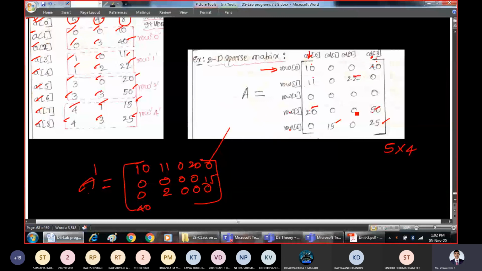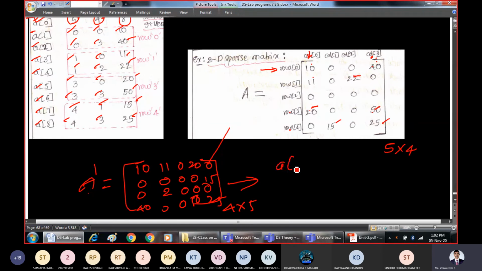So A dash will be something like this: 40, 0, 0, 50, and 25. Once you find the transpose of this, then write the triplet representation for it. In this triplet representation, what happens? It becomes 4 rows and 5 columns. That means here we'll have 4 rows and 5 columns. Then, as usual, the locations of the non-zero elements will change.